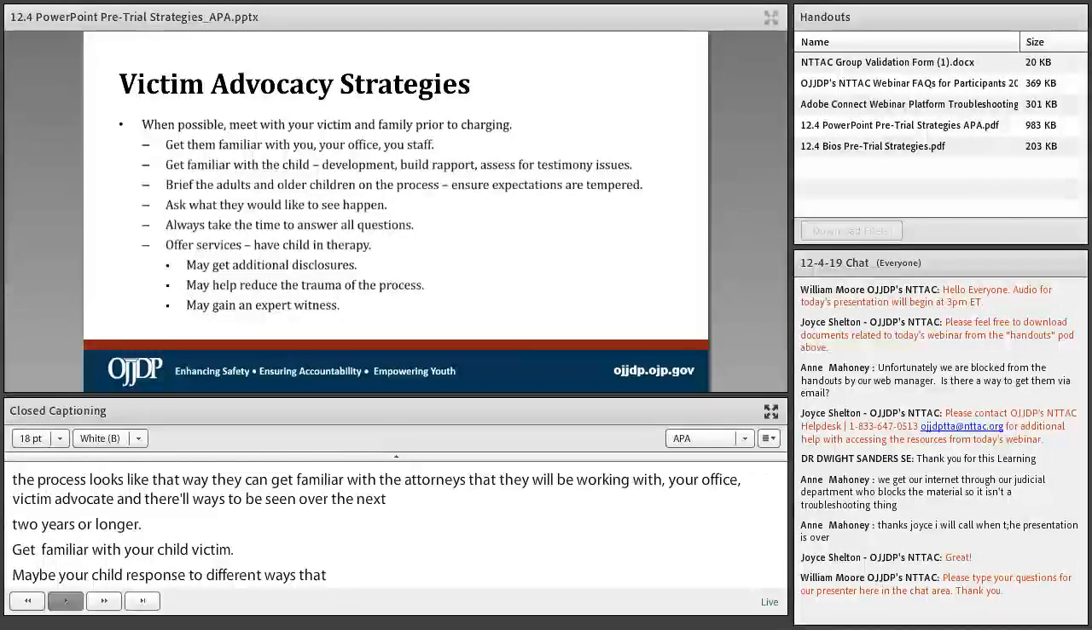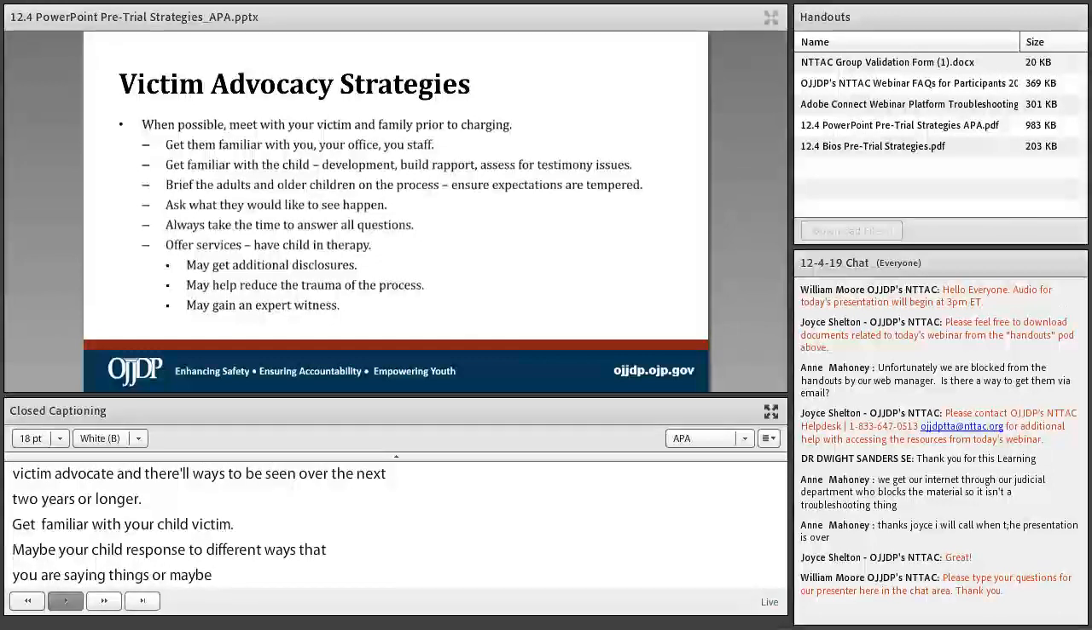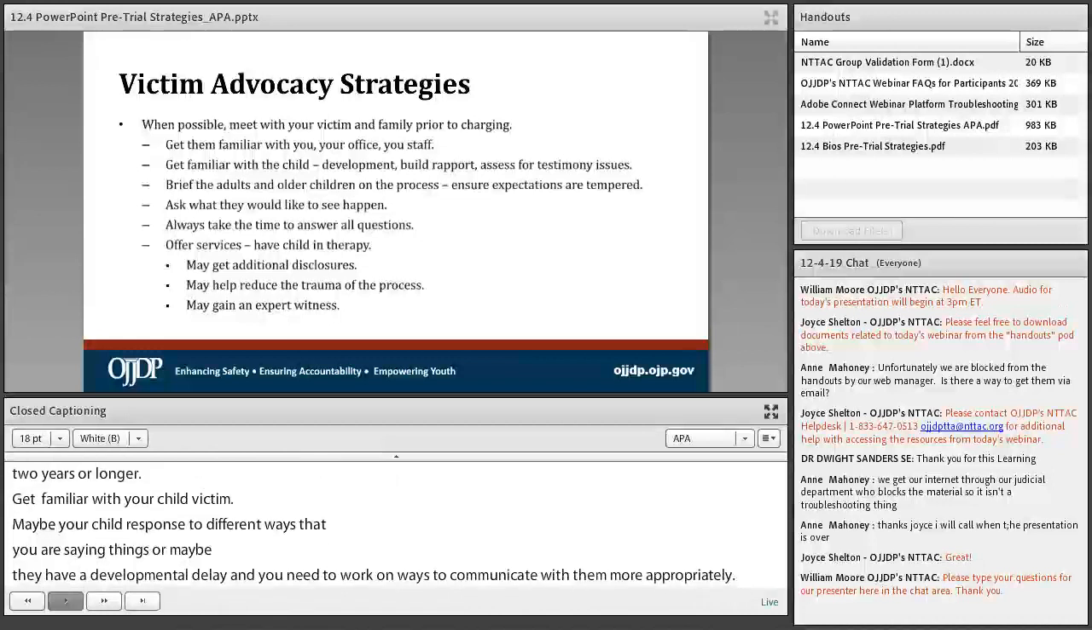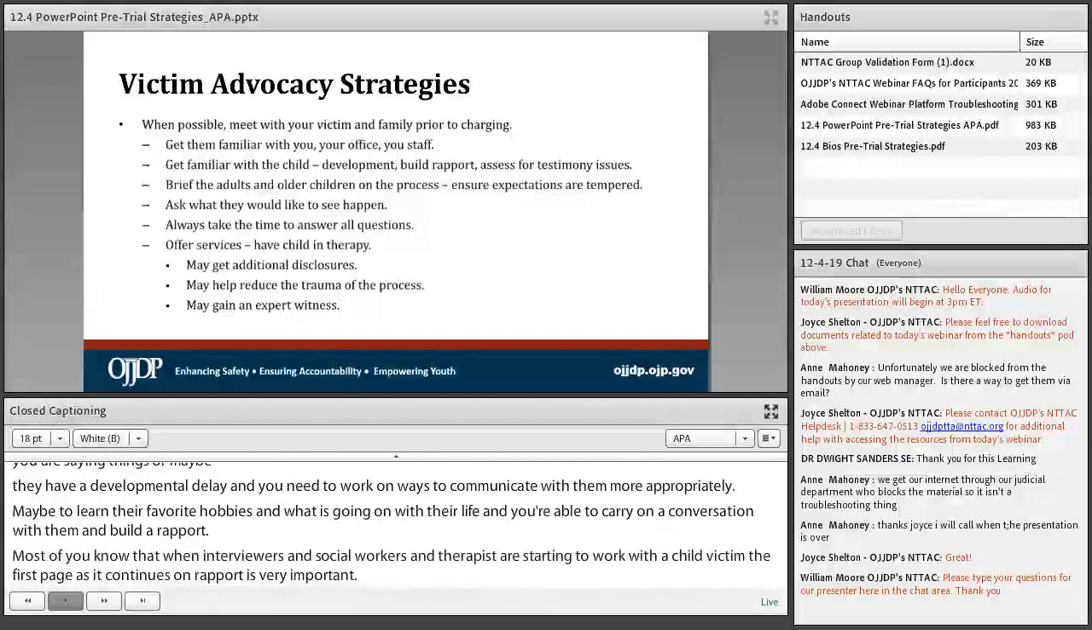And I'm sure most of you know that when forensic interviewers and social workers and therapists are starting to work with a child victim, that first stage, and as it continues on throughout their entire work, is rapport. It's extremely important. And so if you are meeting with your child victim from the very beginning, you start that process early so that by the time that you get to having them sit on the stand, they know you, they trust you, they're comfortable with you.